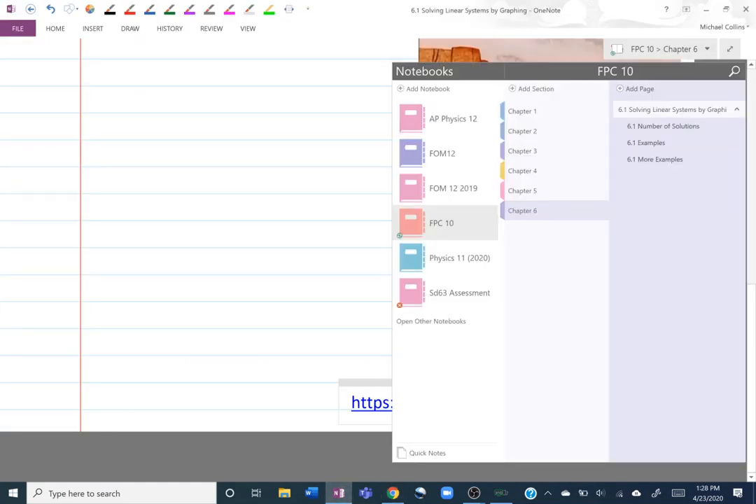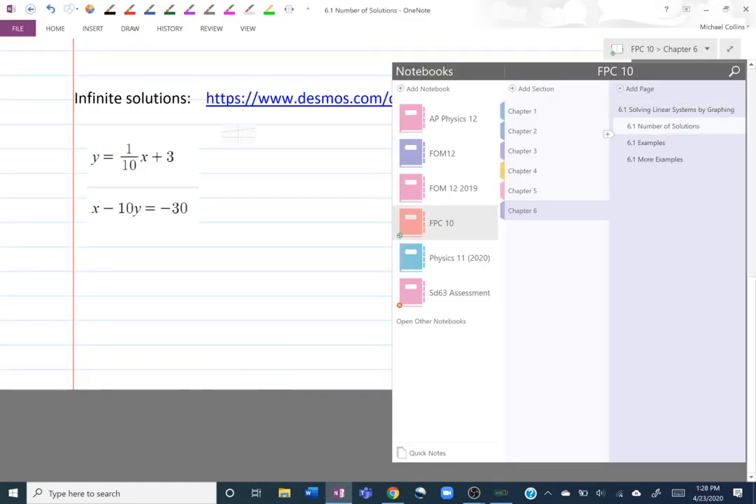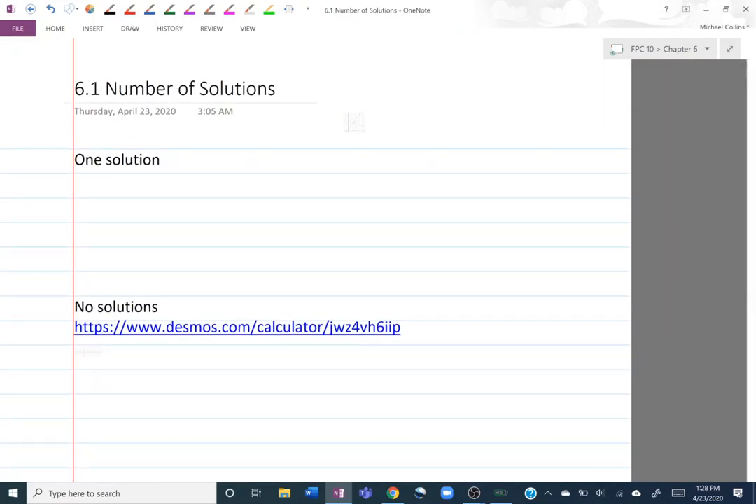So let's look at some examples. There's 3 different cases we can look at. Case 1 is one solution. This is the most typical.